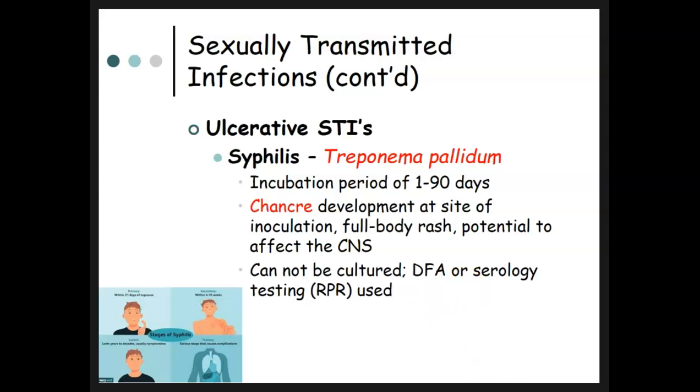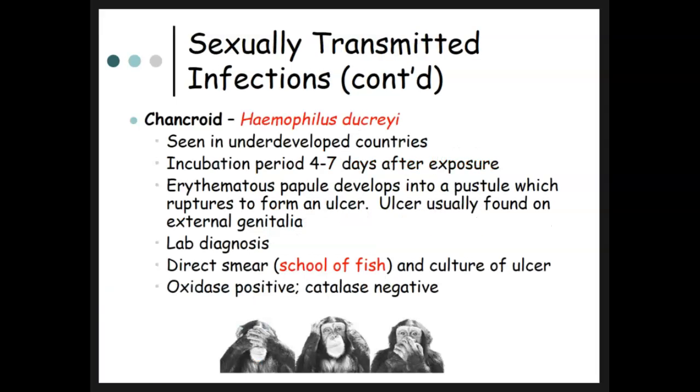For chancroid, I looked on the internet to show you pictures of this, but it was rough stuff, so I'm not going to show you a picture of chancroid. It is caused by Haemophilus ducreyi, seen in underdeveloped countries. The incubation period is 4 to 7 days, but the notable fact about chancroid or Haemophilus ducreyi is that on the gram stain, you will see a school of fish appearance.